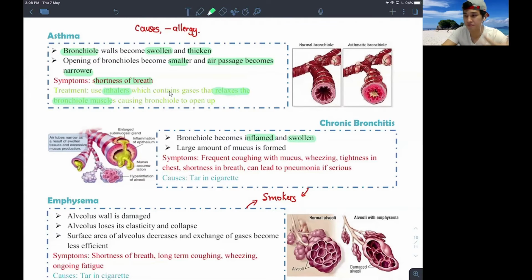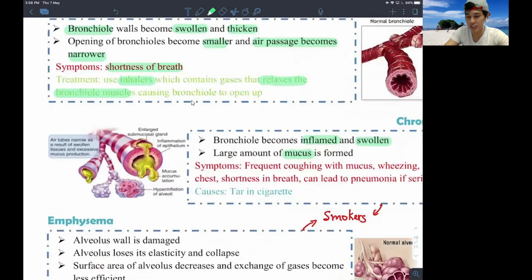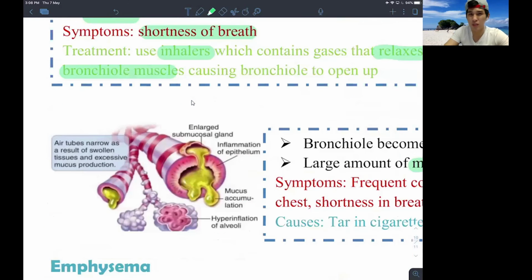Inflammation means there is swelling and so on. So that's called inflamed. And on top of that, in chronic bronchitis, the bronchiole will have a lot of mucus forming inside it, as you can see here. A lot of yellow mucus.